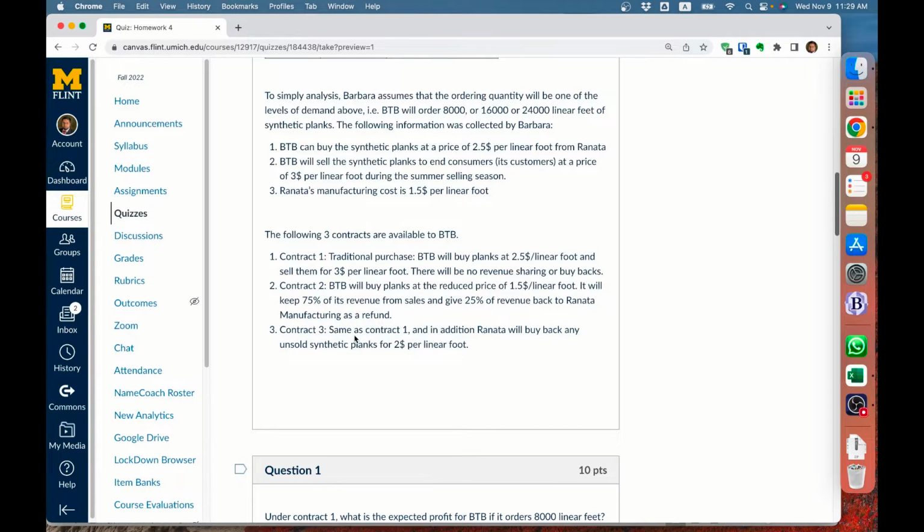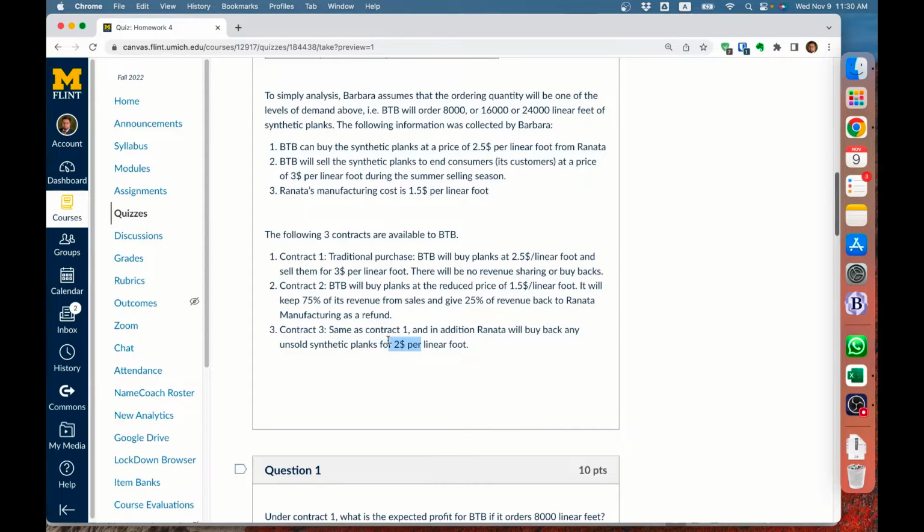Contract 3, buyback contract, is the same as contract 1. So the same selling price between retailer and manufacturer. Manufacturer sells to the retailer at $2.5 a linear foot. However, the only difference from contract 1 is if at the end of the selling season, the retailer has too much inventory left over, they can return the excess inventory to the manufacturer. So unsold planks, they can return them and get a refund of $2 per linear foot. So in other words, the manufacturer will buy back its own product at $2 per linear foot.